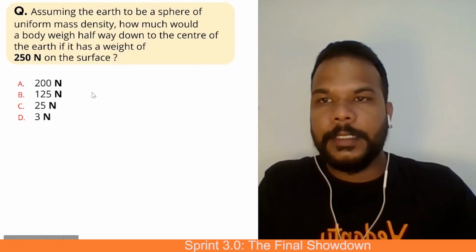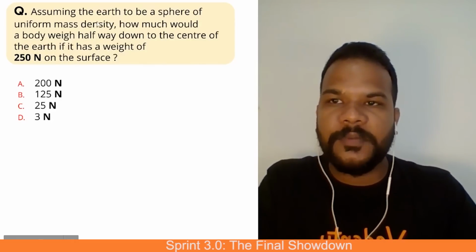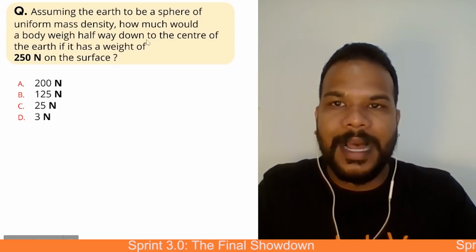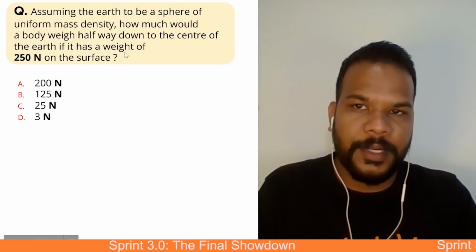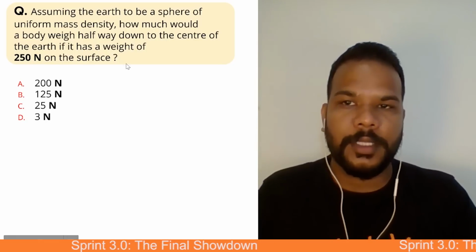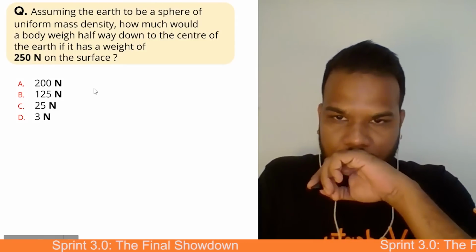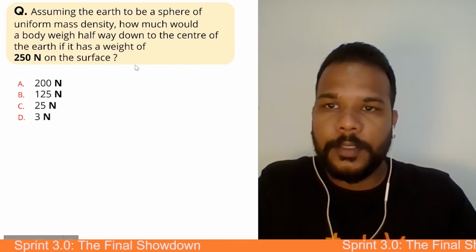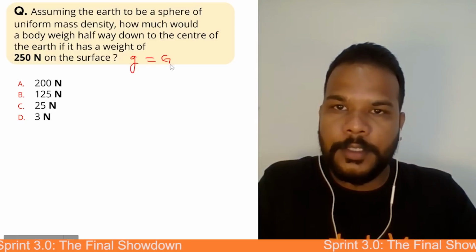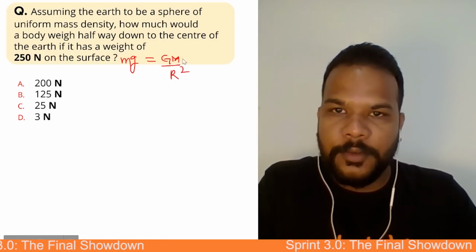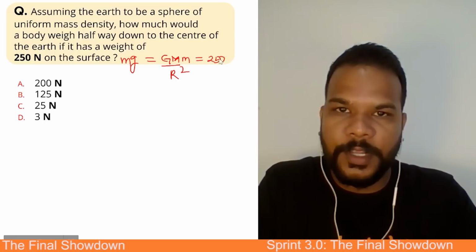Okay. Next one. Assuming the Earth to be a sphere of uniform mass density, how much would be a body's weight halfway down the center of the Earth if it has weight of 250 Newton on the surface? So guys, the value of g is GM by R square on the surface और mg का वैल्यू जो है वो हमें दिया हुआ है 250 न्यूटन.